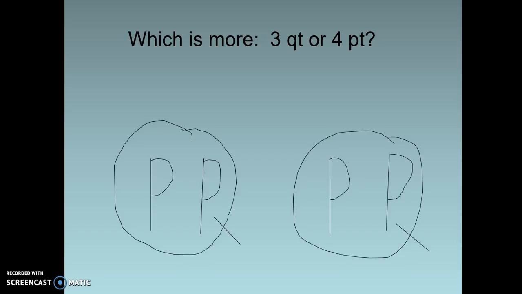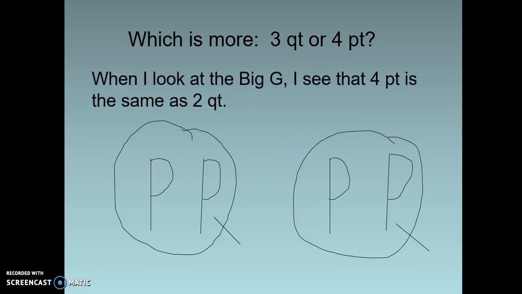The answer would be that if I had 4 pints and I was trying to figure out if 3 quarts was more than that, I would have to say that absolutely 3 quarts would be more than 4 pints. Even though 4 is greater than 3, when I have 3 quarts, I actually have 6 pints, which is greater than 4 pints. If I would have looked at that in the big G, it would have been more visible to me. When I look at the big G, I see that 4 pints is equal to 2 quarts, which shows me that 3 quarts is more than 2 quarts.